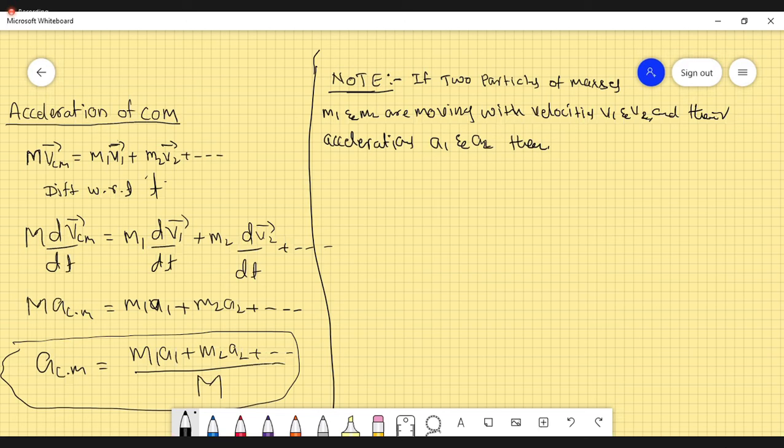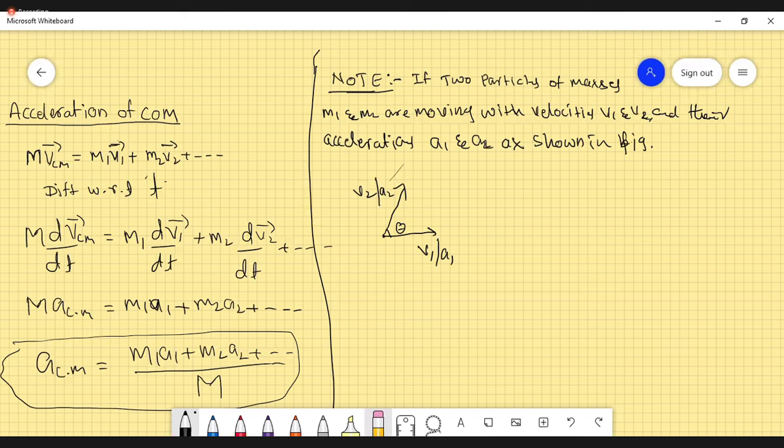Let us consider two particles as shown in the figure. One is moving like this with its velocity and acceleration. The other is moving like this, with its velocity and acceleration. And these two are making an angle theta.